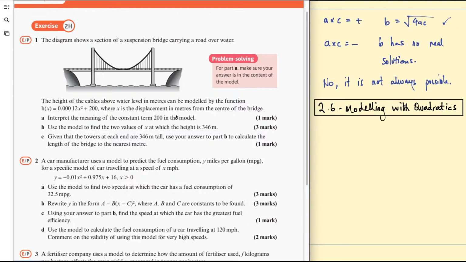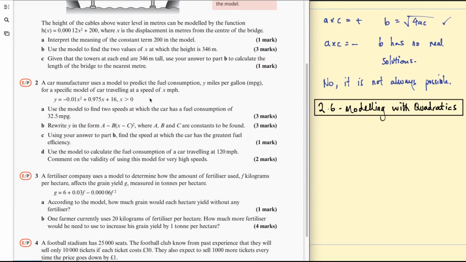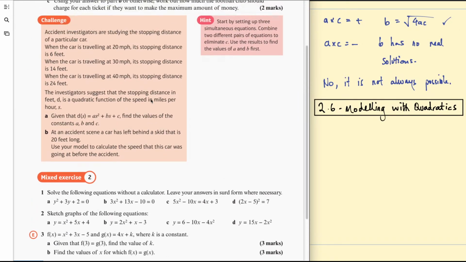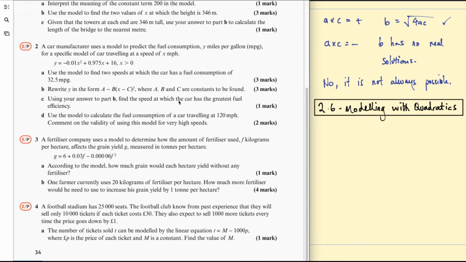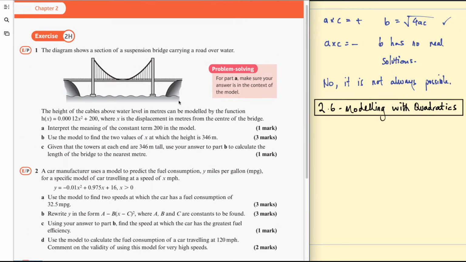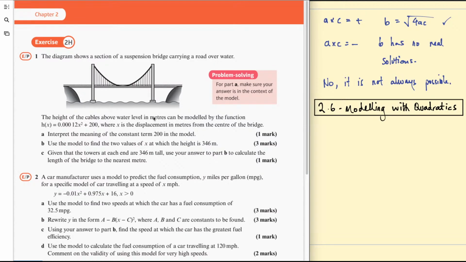So this is a really useful topic to get the hang of. But there's not that many questions in here, unfortunately. But anyways, I guess this topic will come up again in the second year, so that's fine. So we're on to 2H, question 1.